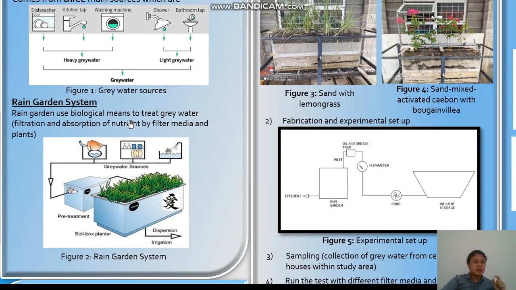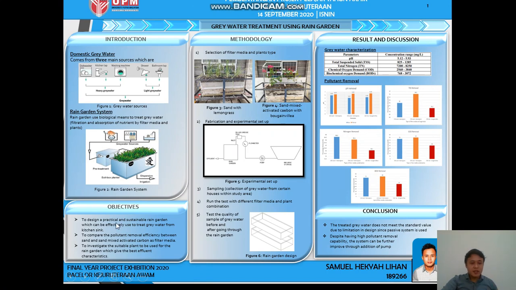Rain garden system is low cost and it uses biological means to treat greywater, which is through filtration of the pollutant and absorption of nutrient via the plant. And the objective of the studies is actually to design rain garden to treat kitchen groundwater. And the second one is to compare the pollutant removal efficiency of various filter media. And the last one is to investigate the best plant use for the rain garden system.